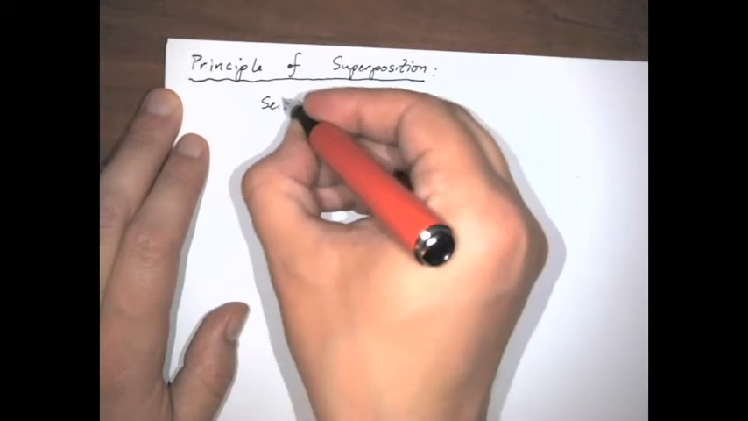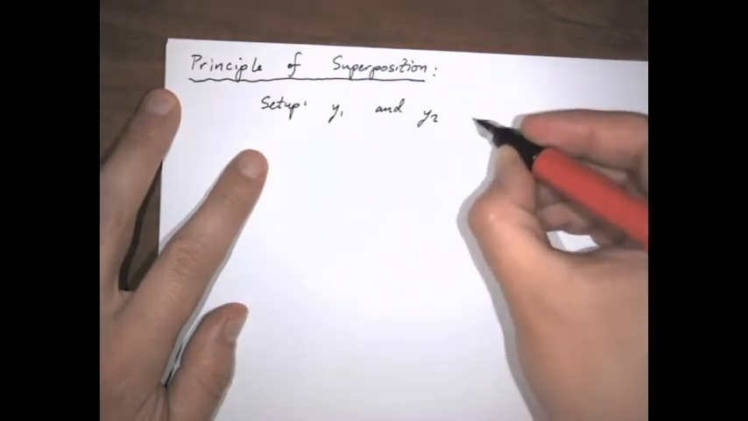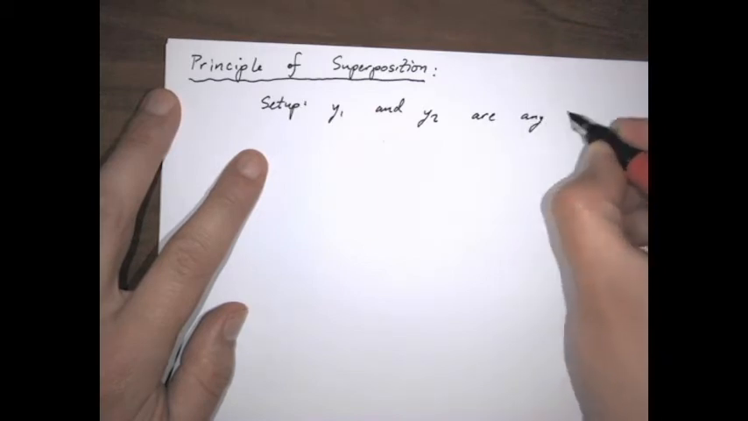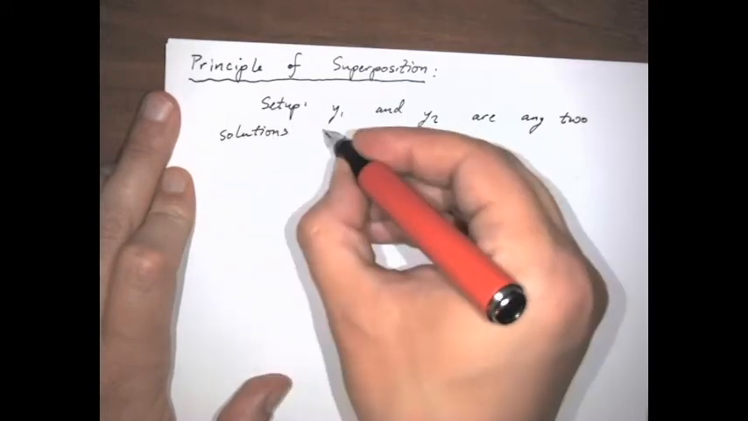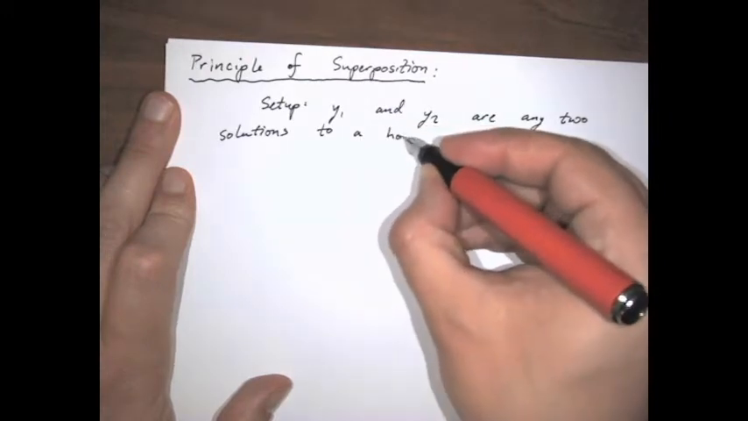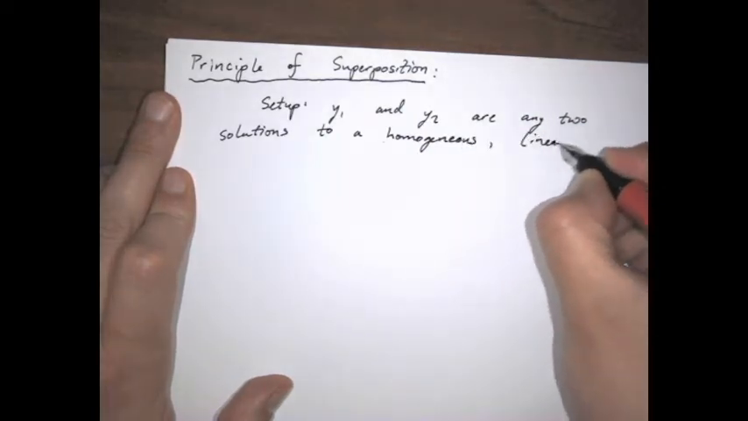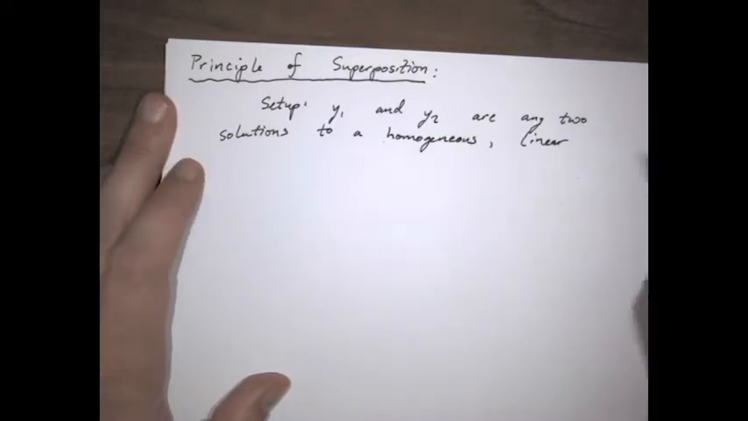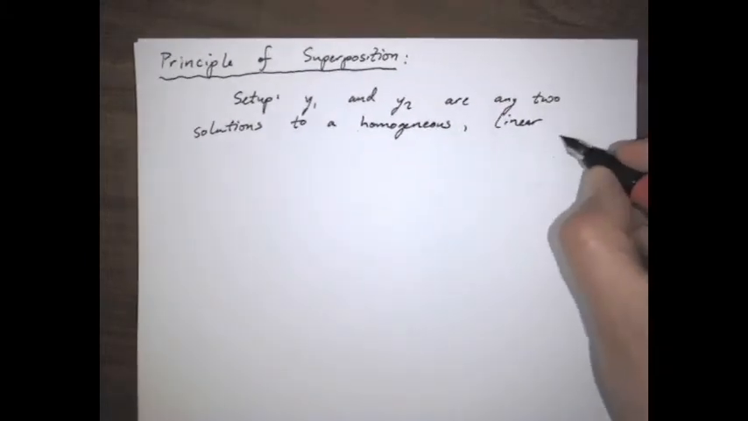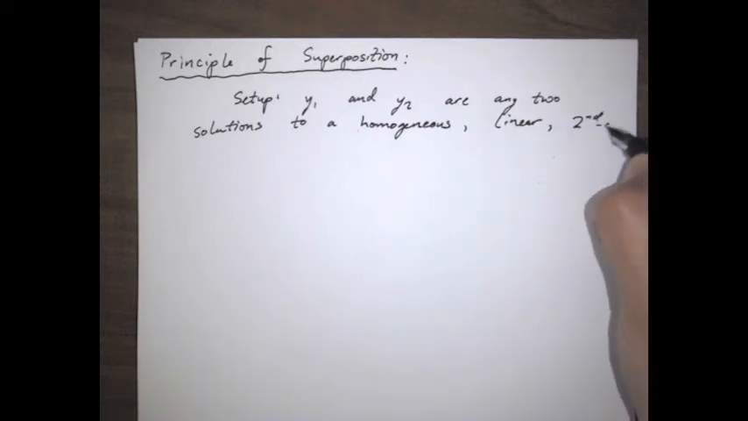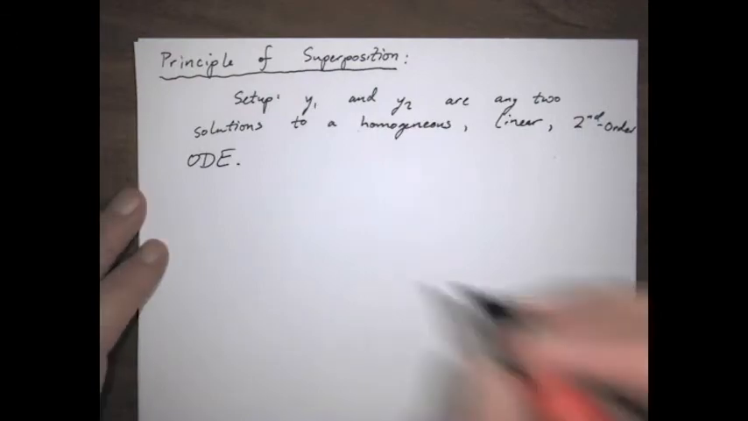So the setup of this is that we have y1 and y2 are any two solutions to a homogeneous linear second order, we'll say here, although technically it doesn't need to be second order, but since that's what we're talking about, we'll put that in the notes. Linear second order ODE.